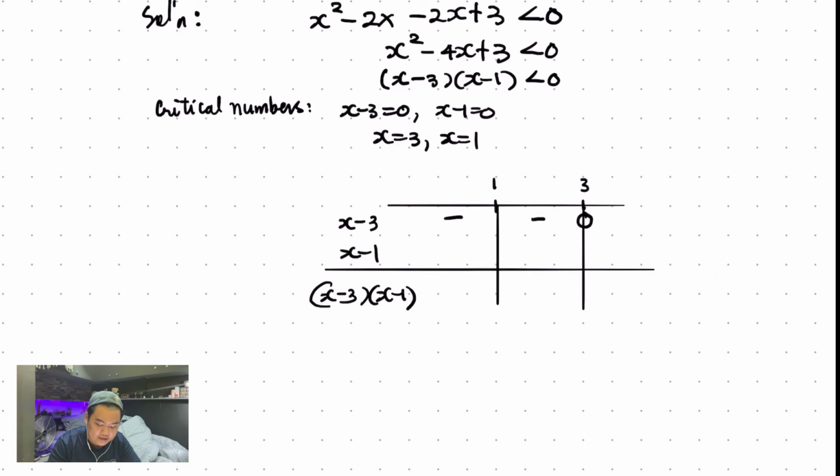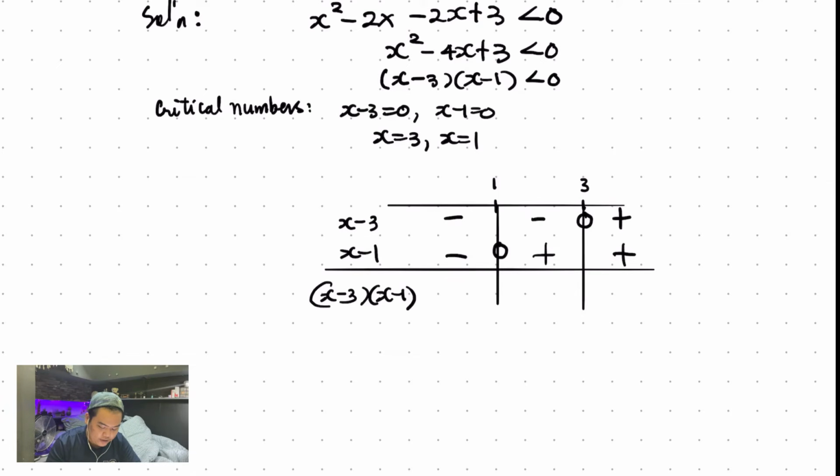So, yung nasa right ni 3, anong value doon? Mas mataas sa 3, no? Let's say 4. So, 4 minus 3, 1. So, positive. So, ganun lang yung gagawin nyo per row. So, si x minus 1 naman, 0 siya sa x equal to 1. That's why I place a 0 there. And then, you can check these signs.